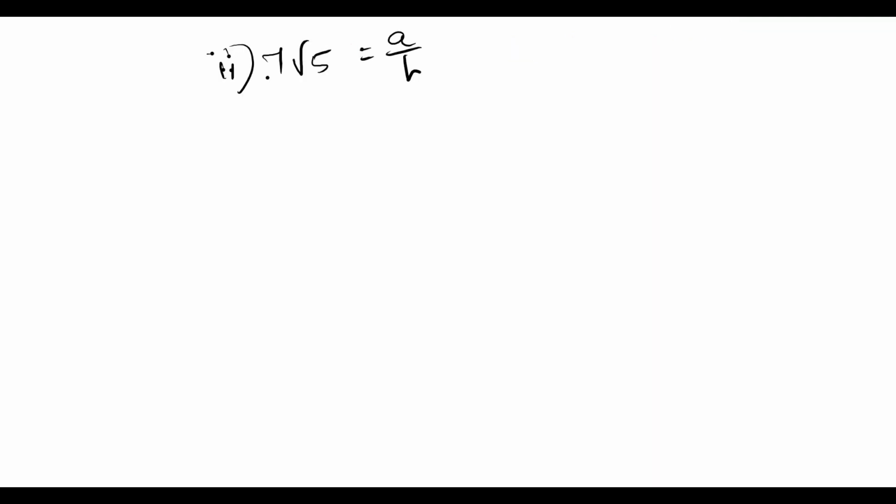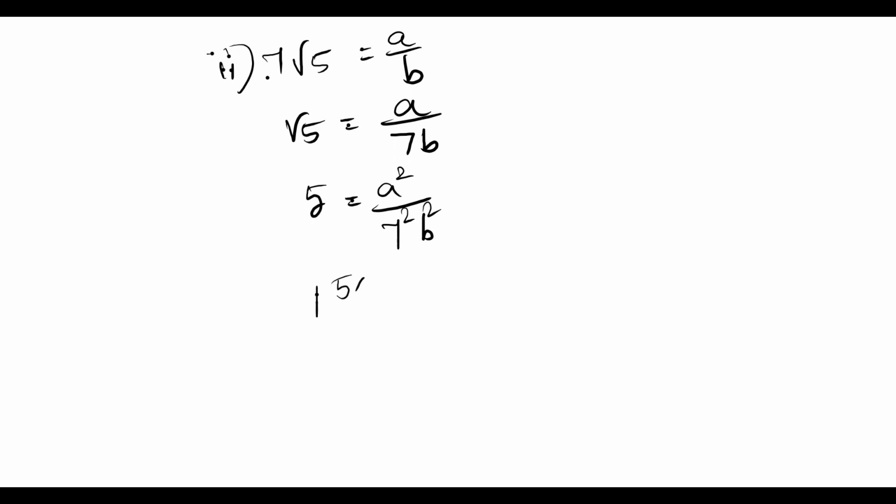Second subdivision, 7 root 5. Again consider a contradiction for this. 7 root 5 is irrational. So to prove it as irrational, assume 7 root 5 is rational, that is p by q, where q is not equal to 0. Divide p by q by a common factor and we will get a by b. A by b are coprimes.